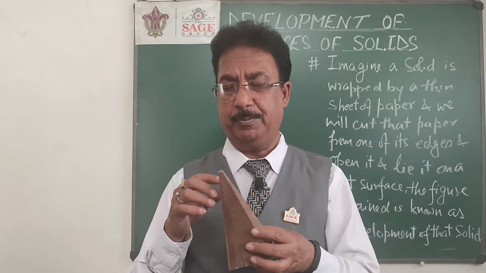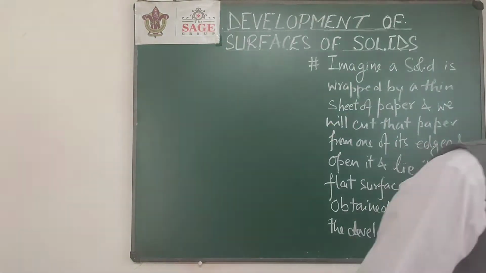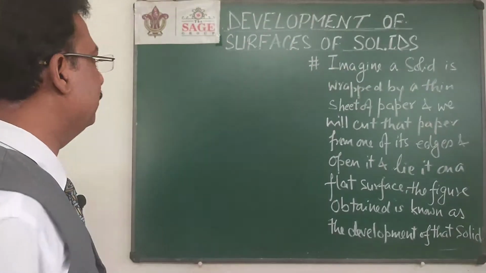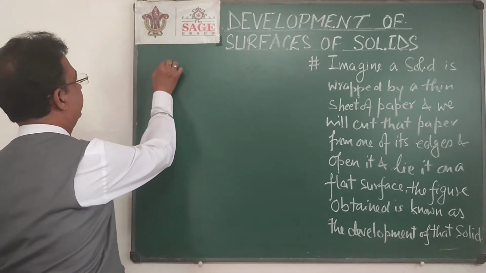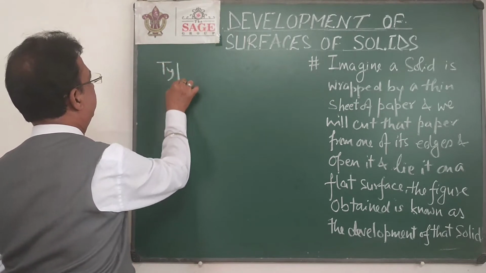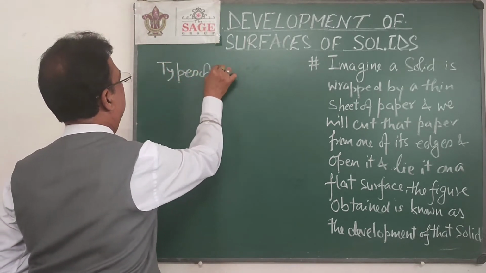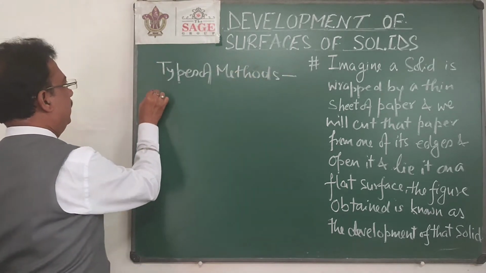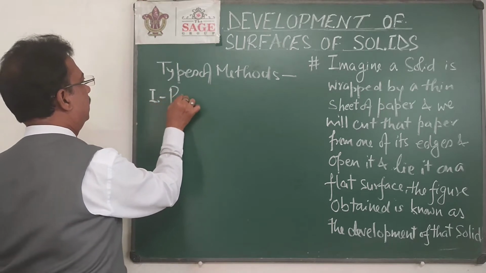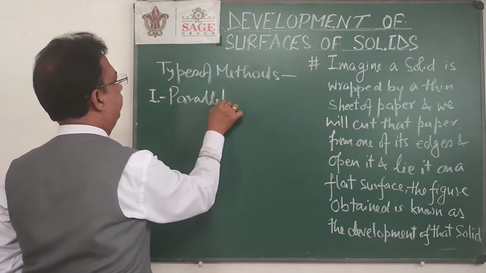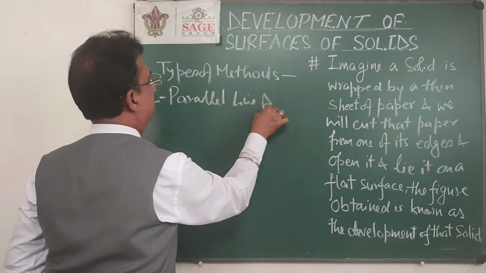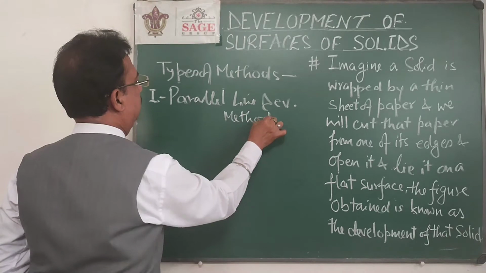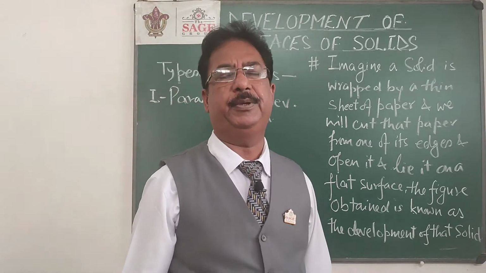Normally we use 2 different types of methods for development of solids. These are the 2 basic methods, although there are a number of methods. The first method is the parallel line development method. This method is used for prisms and cylinders.